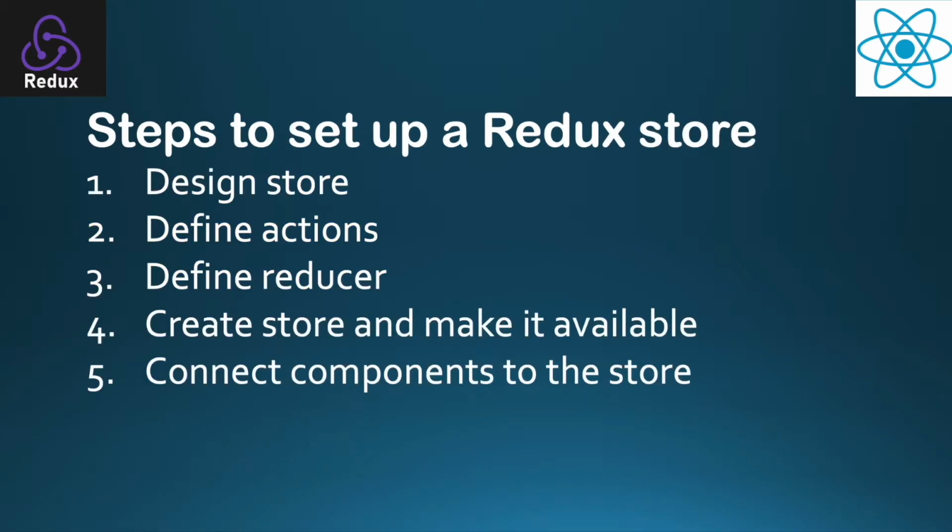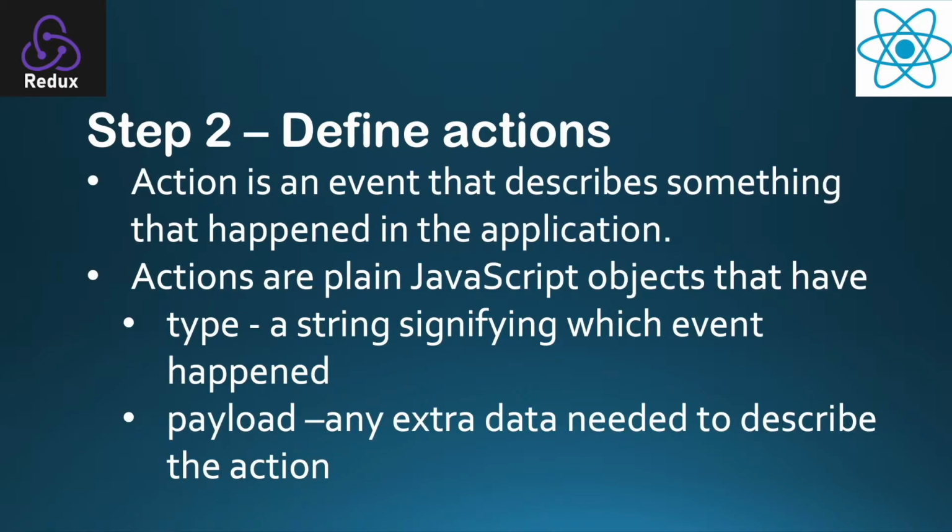Next, what do we need to do? What's the second step? Define actions. So what do we mean by actions? An action is an event that describes something that happened in the application. Actions are plain JavaScript objects that have two parts. Type, a string signifying which event has happened. So it's like a name we give to an action, an event, and that string signifies the event that happened. And a payload, which means do we need any extra data to describe that action.